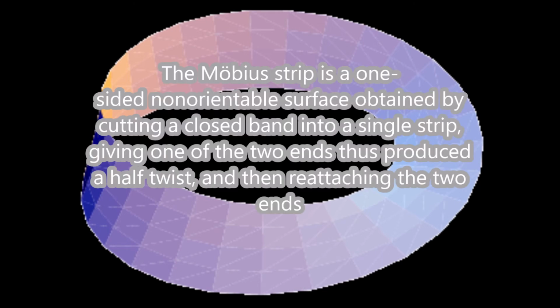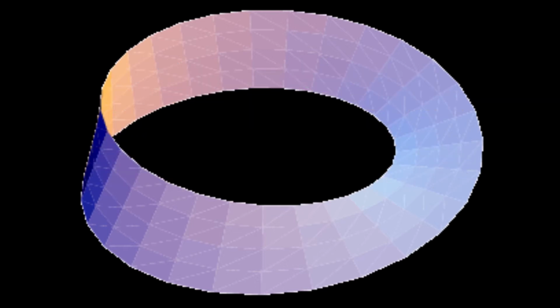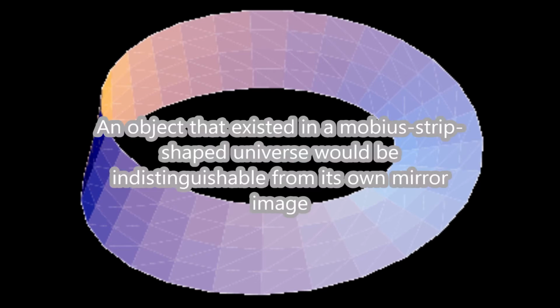The Mobius strip is a one-sided, non-orientable surface obtained by cutting a closed band into a single strip, giving one of the two ends a half twist, and then reattaching the two ends. That's how one is made. Now, one of my other favorite things about the Mobius strip is the kind of reverse or mirror effect it has. Let me explain. An object that existed in a Mobius strip shaped universe would be indistinguishable from its own mirror image. Now, let me explain exactly what that means.